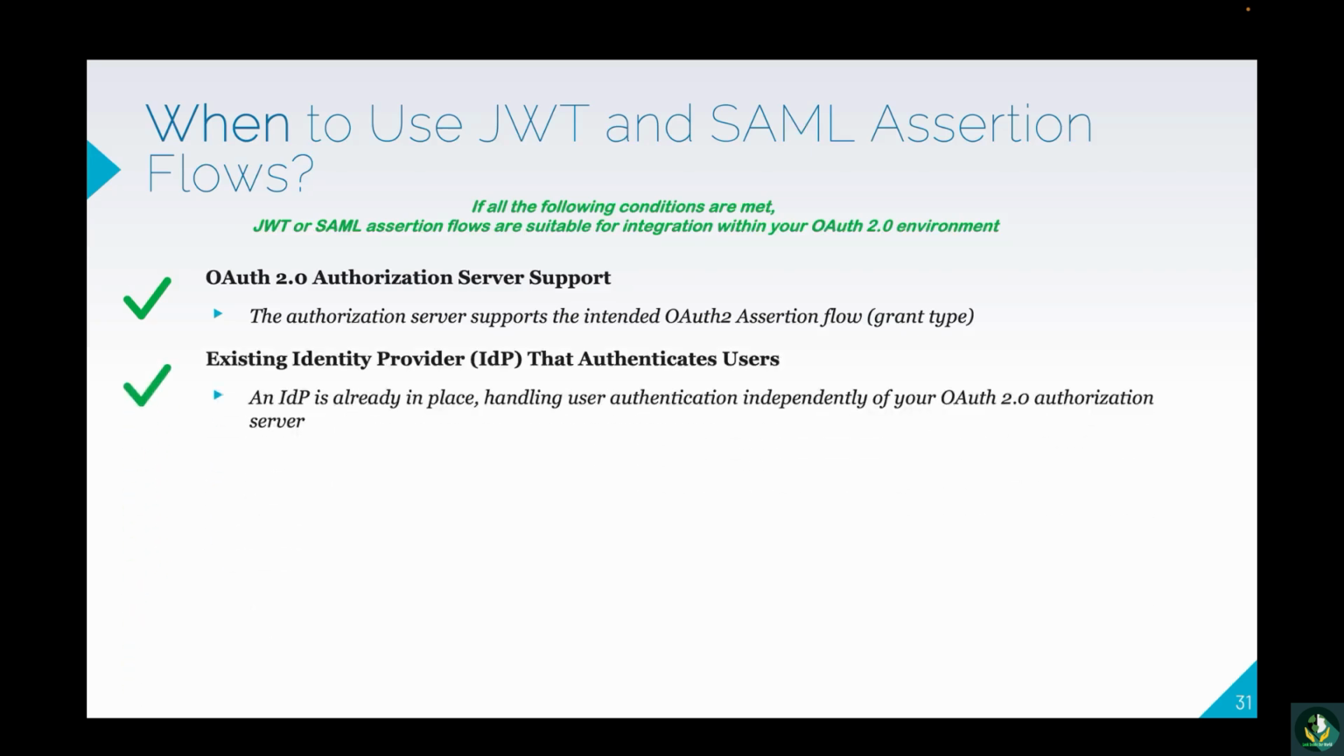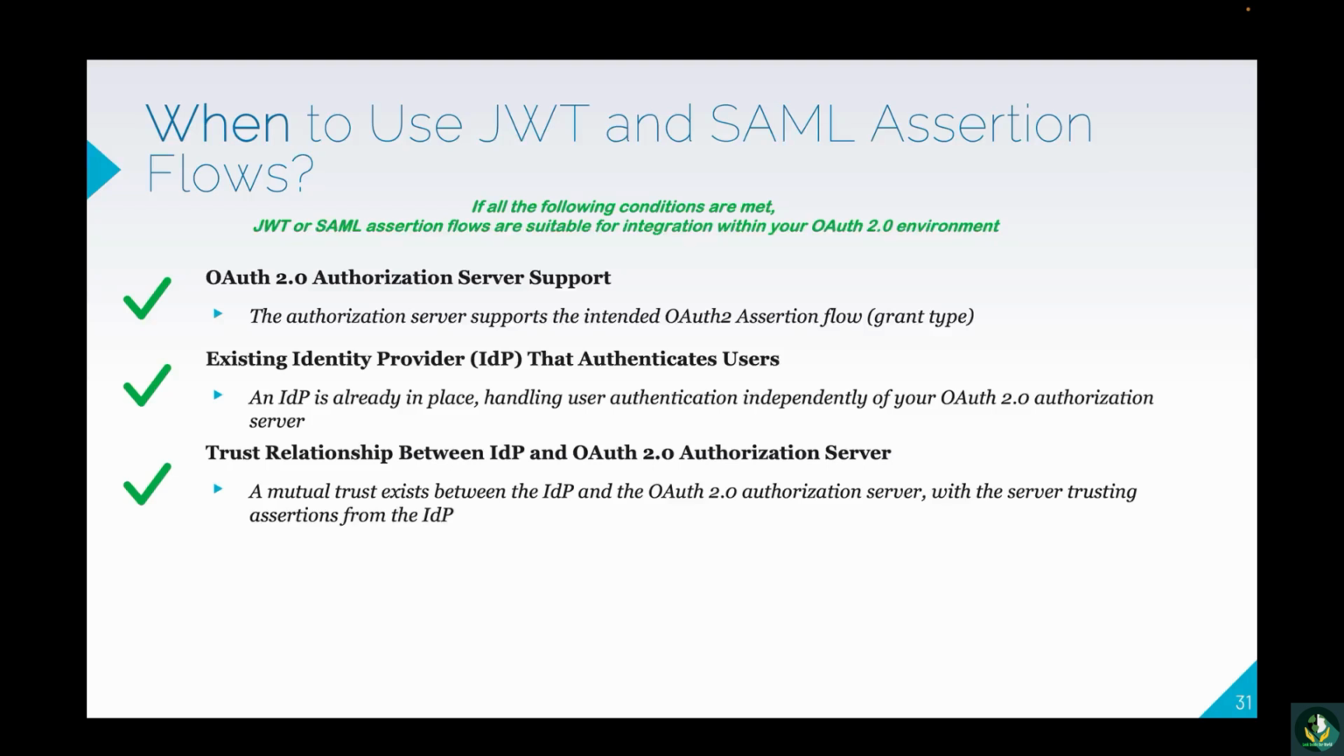Second, existing identity provider that authenticates users. You should already have an identity provider in place that handles user authentication independently of your OAuth 2 authorization server. Third, trust relationship between identity provider and OAuth 2 authorization server. It's crucial to establish a trust relationship, ensuring that your authorization server can rely on the identity provider. For example, if both are part of your system infrastructure or organization.